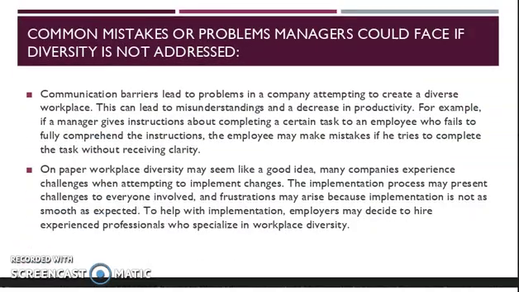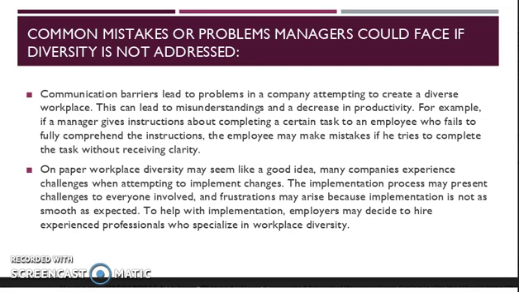If we don't do the diversity training, there are some mistakes or problems that managers, like me or your managers, could face if diversity is not addressed. So one big one is going to be communication barriers. That leads to problems in a company attempting to create a diverse workplace. This can lead to misunderstandings and a decrease in productivity.